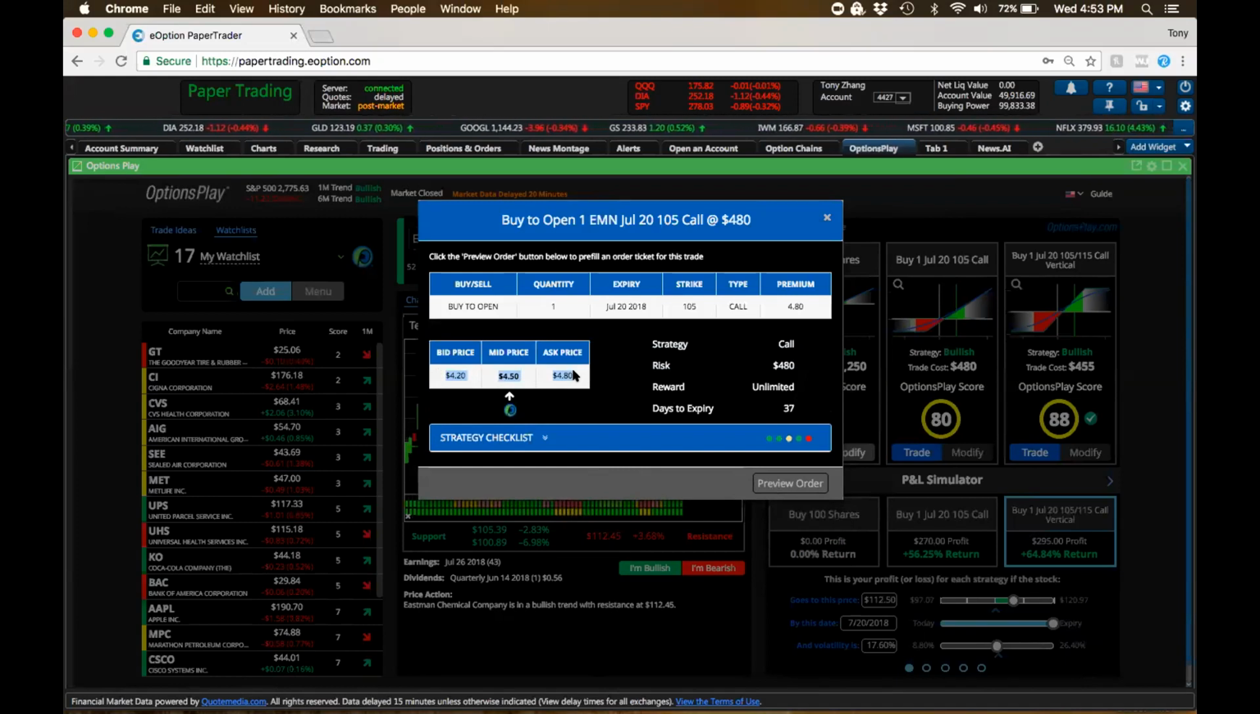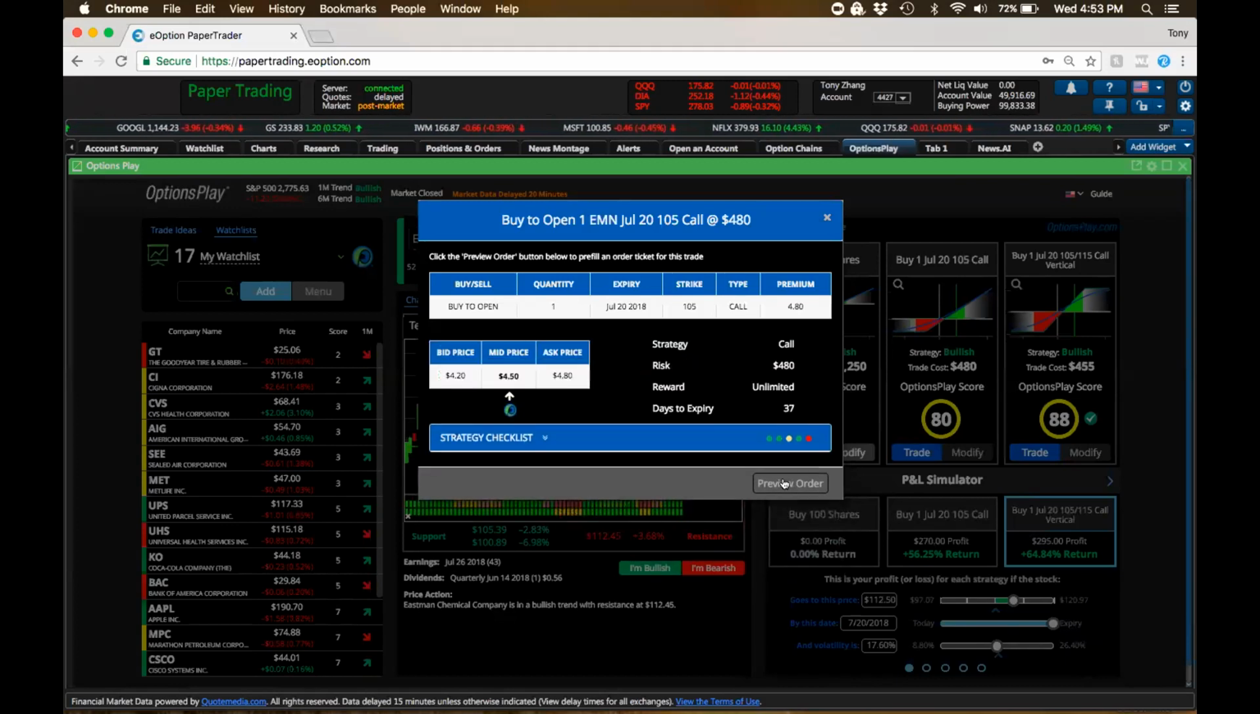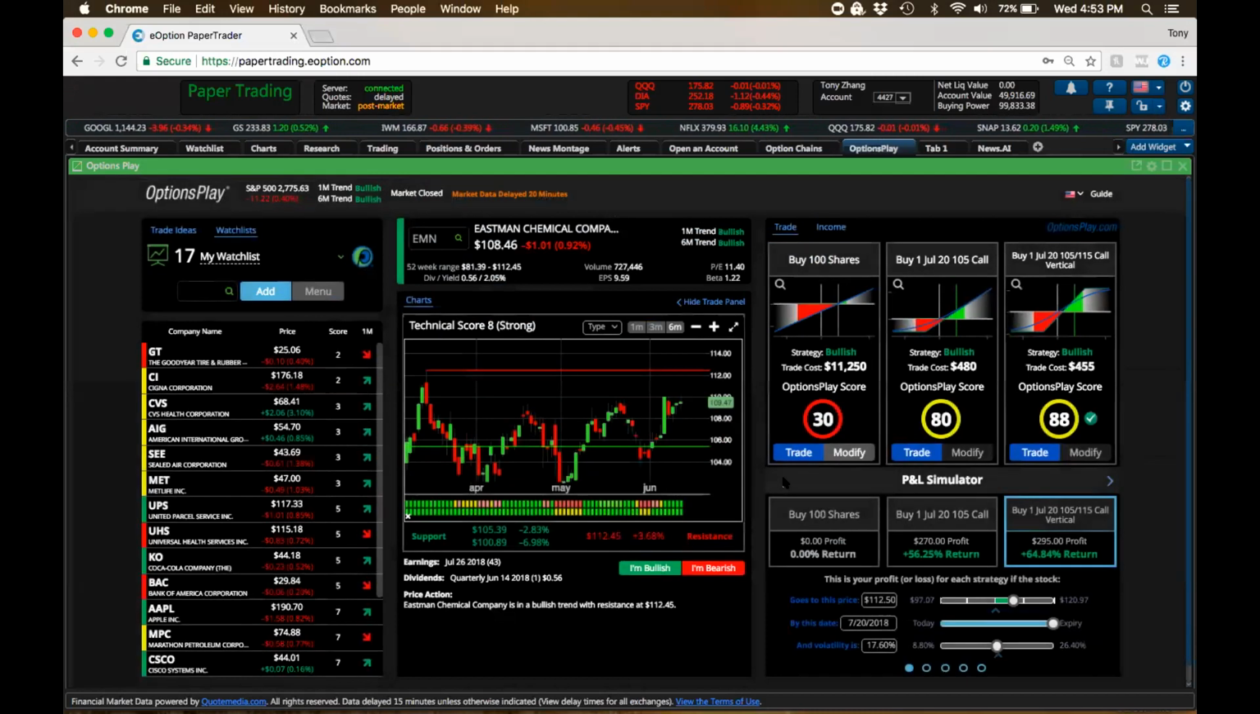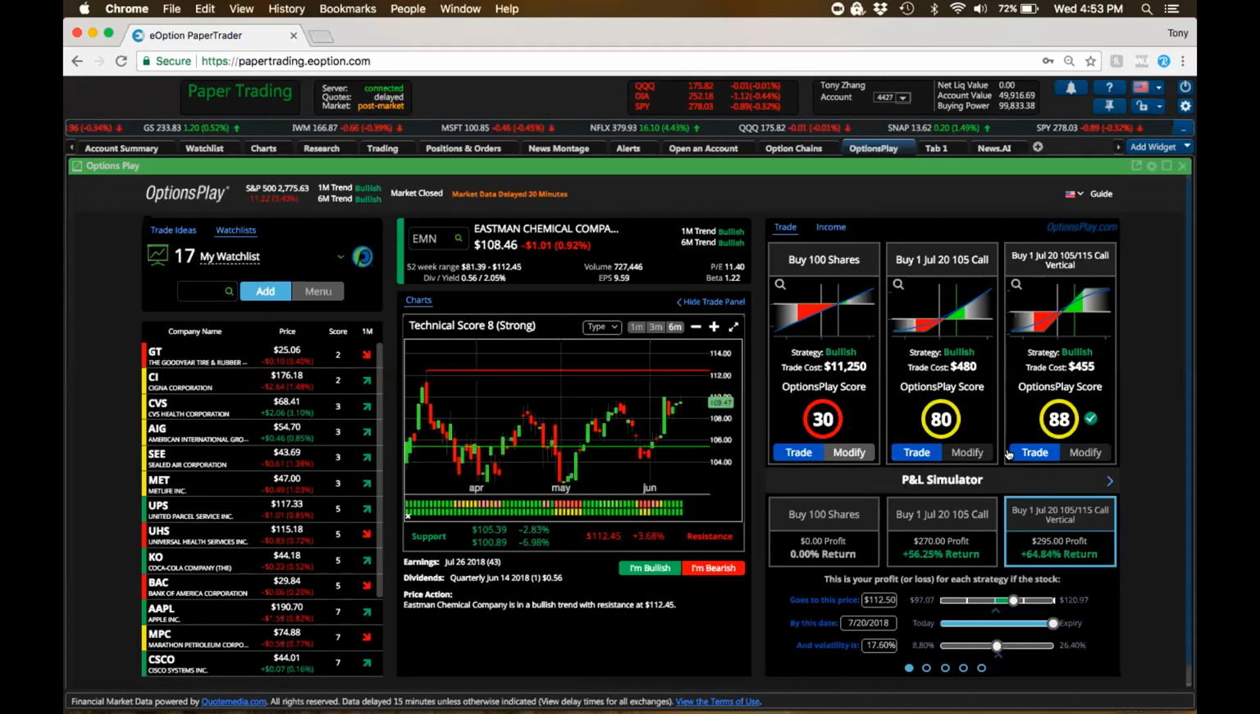So what we want to do is help you minimize that by showing you that you want to place your orders near the mid price to minimize your transaction cost. So make sure you understand these risks before you place a trade. If you're brand new, make sure you check that strategy checklist. And once you're ready to place that trade, you can click on the preview order button. I don't know why that didn't work here.